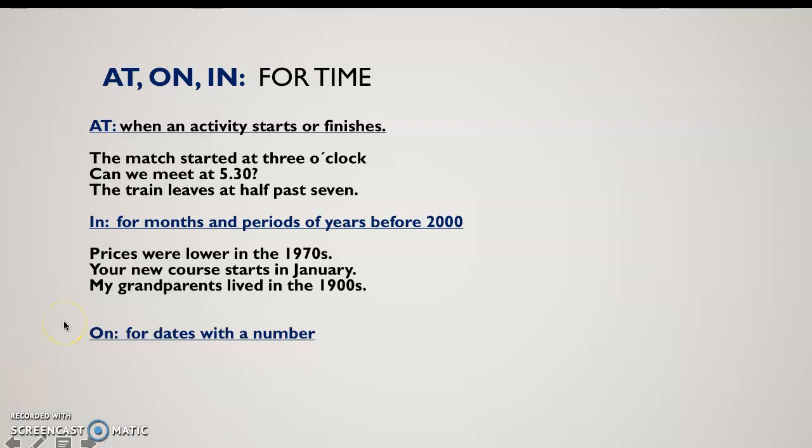And on we use for dates, but with a number. For example, I was born on January the 2nd, or the meeting is on the 31st of October.